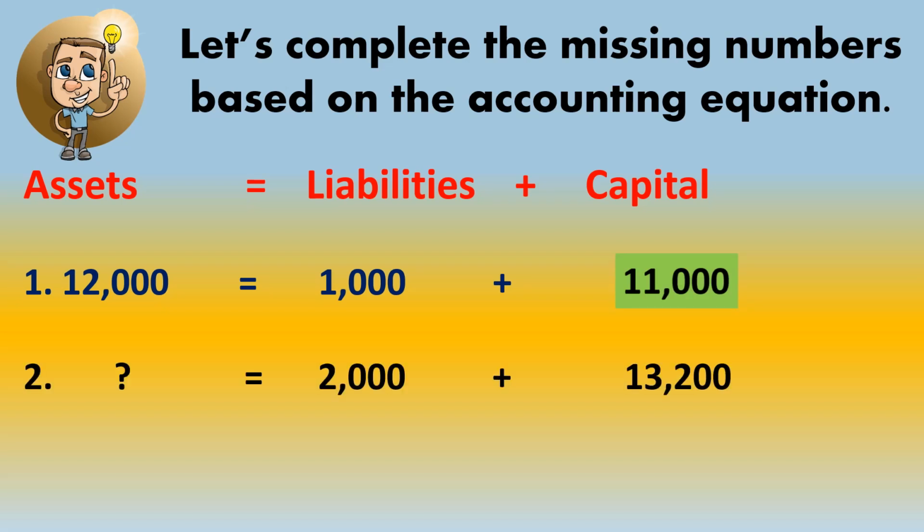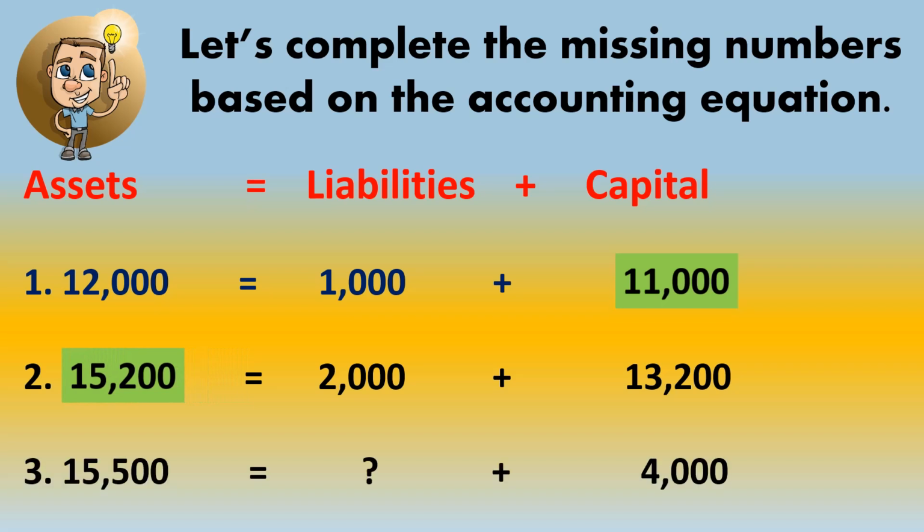Excellent job. Question number 2. Our assets are missing. As we can see, we have our liabilities and capital. So in order to calculate our assets, we just simply add the 2,000 plus 13,200. Our assets total 15,200.